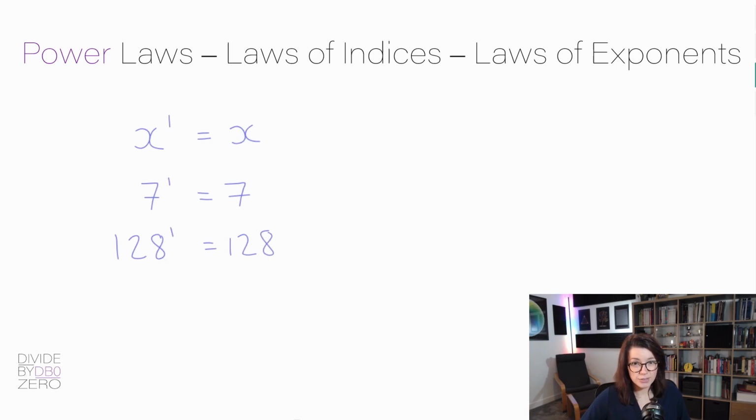Another one which is a little bit strange, but one we have to know, is anything to the power of 0 is always 1. Anything. 7 to the power of 0, that's 1. 128 to the power of 0, also 1.